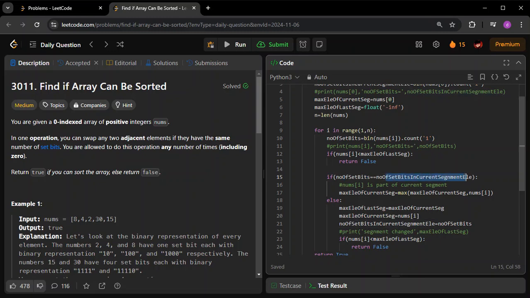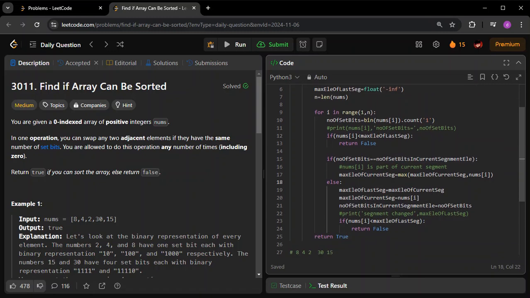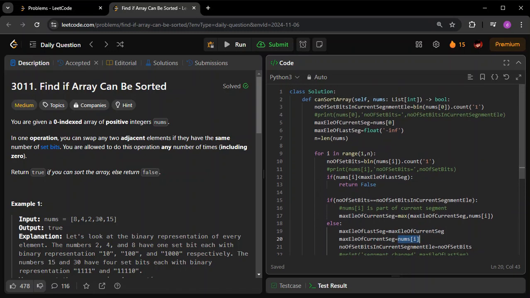If that doesn't match, that means a new segment is going to start. For that, what I'm going to do is take the max element of the current segment and make it the max element of the last segment. And then the max element of the current segment, that is this part, we are going to assign a new value, which will be nums of I in this case. For example, in the starting we assigned nums of 0.